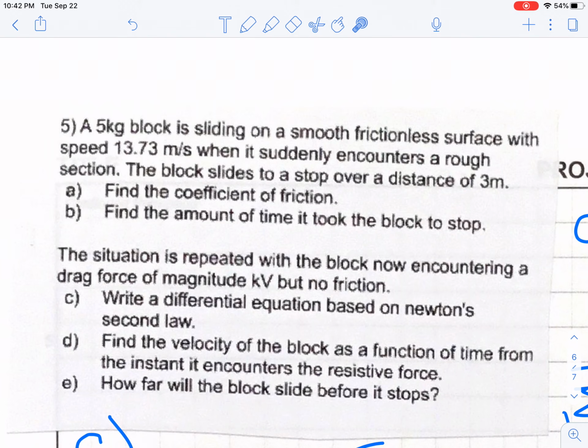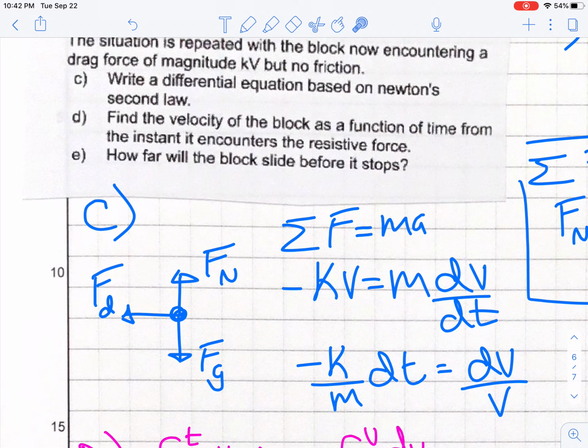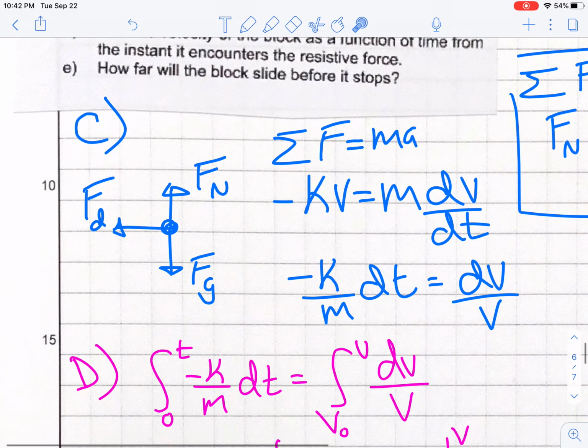This time we are dealing with drag, whose magnitude is kV, but there is no more friction. So, drag to the left, normal force up, gravity down, no force to the right. Sigma F equals ma, that's negative kV, and we substitute a as dv/dt. Right there is our differential equation. I actually went one step farther than that, and I separated the variables. You would be totally fine ending right here. You don't need to separate the variables to get a differential equation.